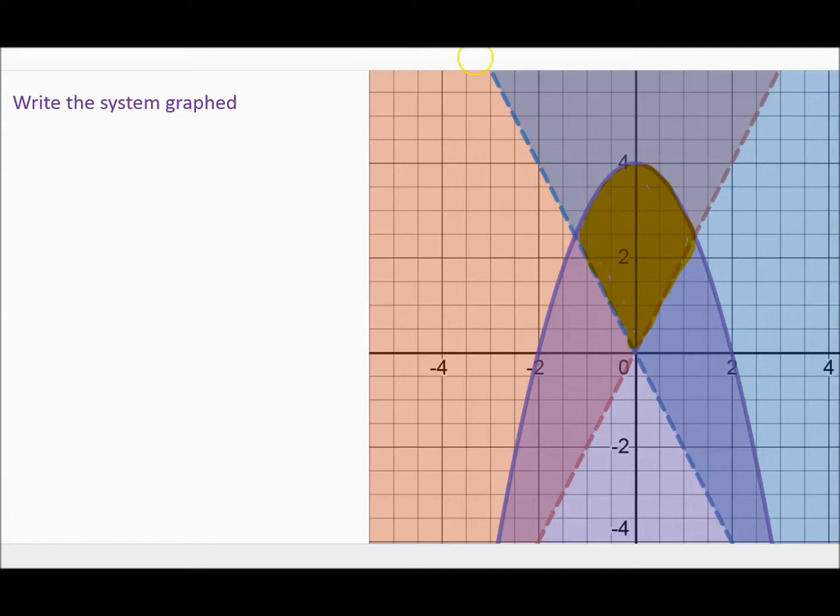You'll notice you have 2 straight lines. This one that's going down, the blue one. You have that one that's going increasing over here, the red one. And then you have this parabola that's upside down. So let's start with the blue line.